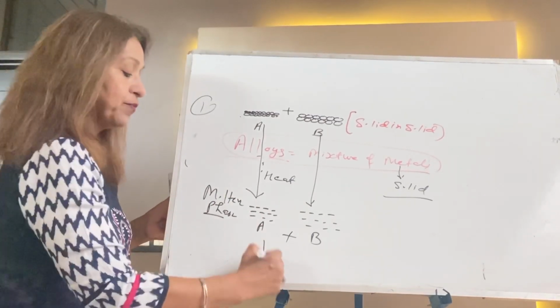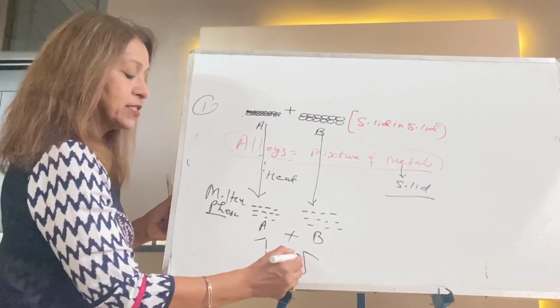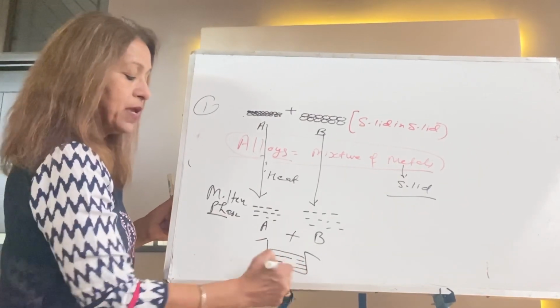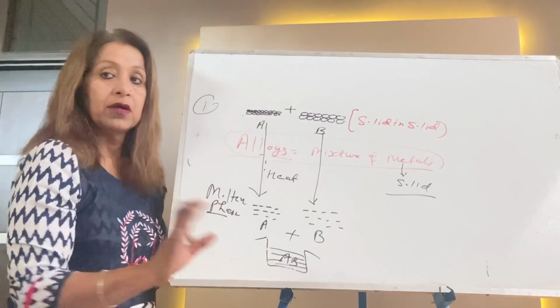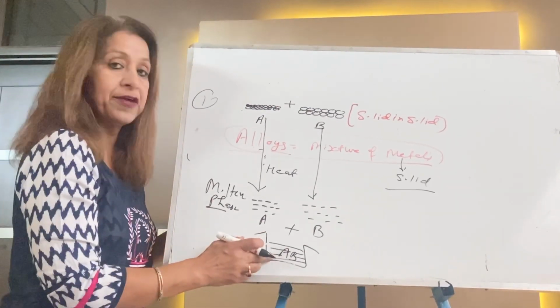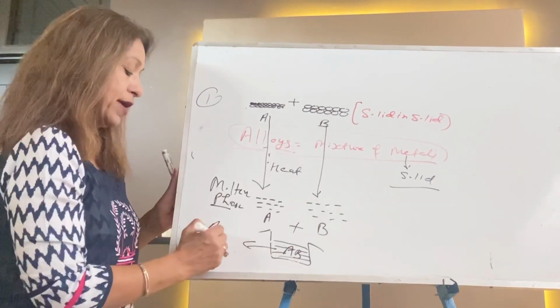After mixing, you cool the solution. This is AB. Now it has been mixed. When you cool it, it gets solidified. This becomes an alloy.